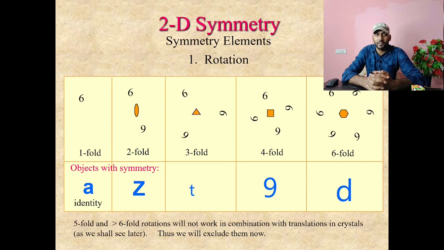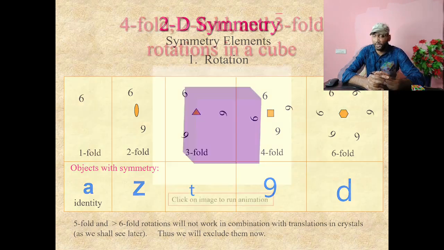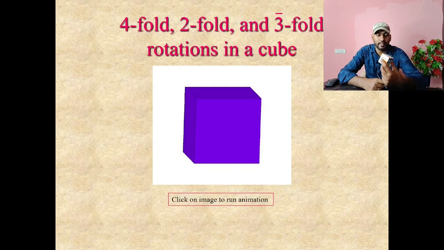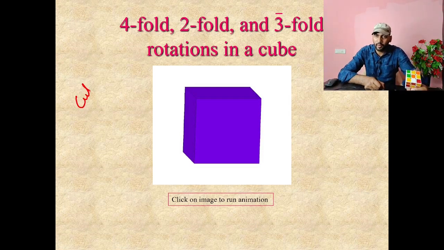In the last class, we studied symmetry operations and elements, in which we started with rotation. So now we'll take this cube and find out how many axes of rotational symmetry are present in it. As we know, the cube is a form of the isometric system, or cubic system.